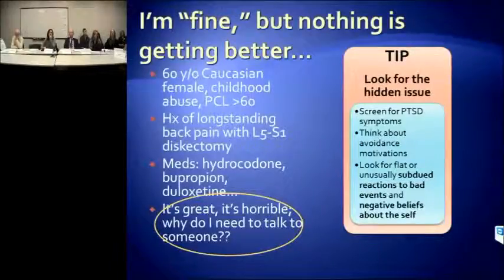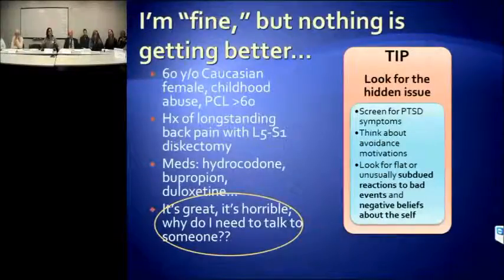Turns out, the doctor that sent this patient to me didn't know this person had PTSD, and I screened her, and sure enough, she had actually severe symptoms of it going on. So, thinking about what this person might be avoiding, if they're coming back but nothing seems to be getting better, look for subdued reactions, I call them, to really bad events.